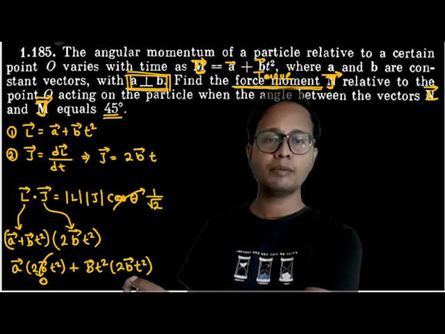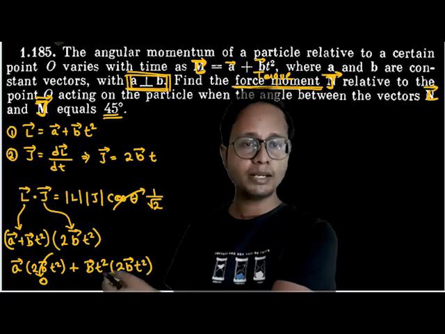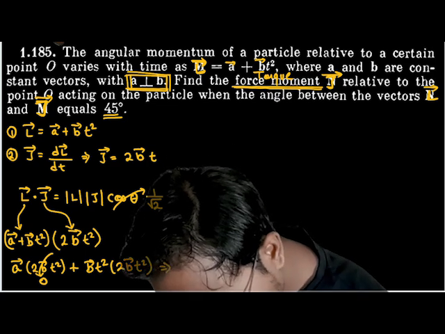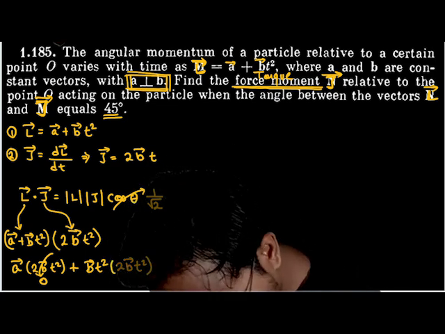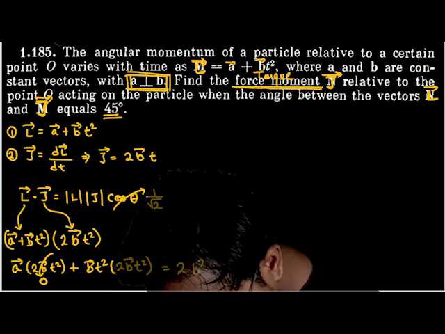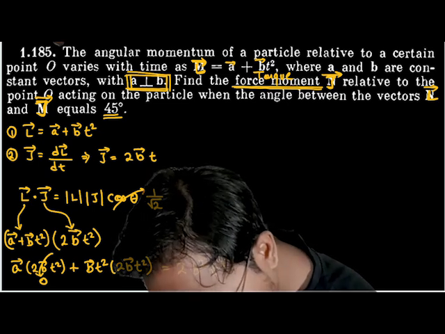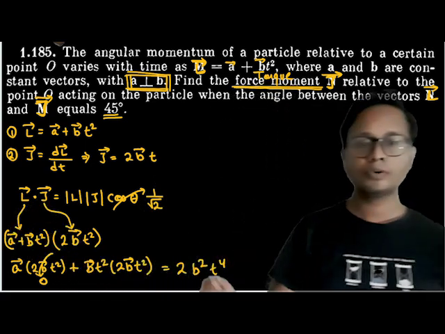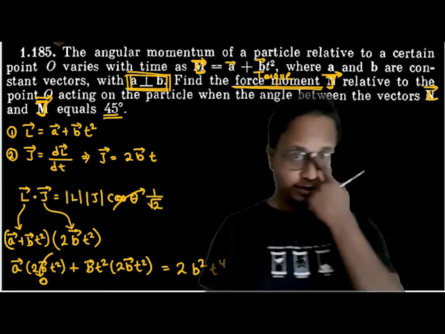Similarly here, the angle between b and b is nothing but 0, and cos of 0 is nothing but 1. Whenever you take a dot product, it becomes a scalar quantity. So this quantity would be 2b square t to the power 4, since b dot b is nothing but b square. So this entire term, L dot tau, would become 2b square t to the power 4. This much should be understood.